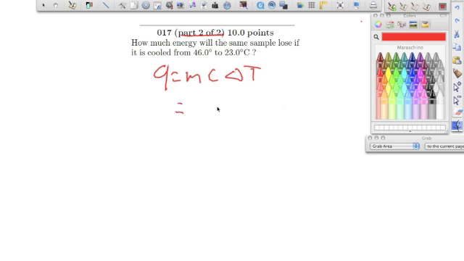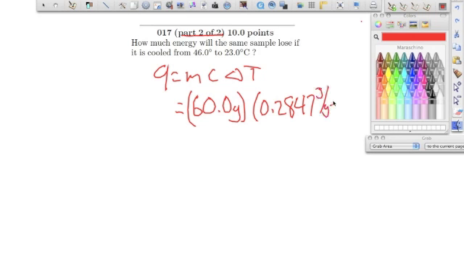What we would get for this, we would look in 16 and figure out our mass, because it's the same sample, so it has the same mass. So we have a 60 gram sample from our first part in 16. And also, what we did in 16 was we solved for the specific heat. So now I have a specific heat for that sample, which is 0.2847, and that would be joules per gram Kelvin.